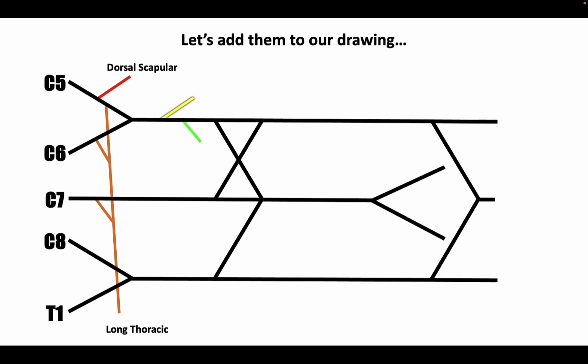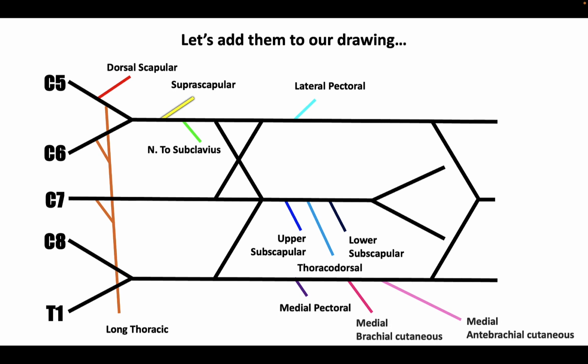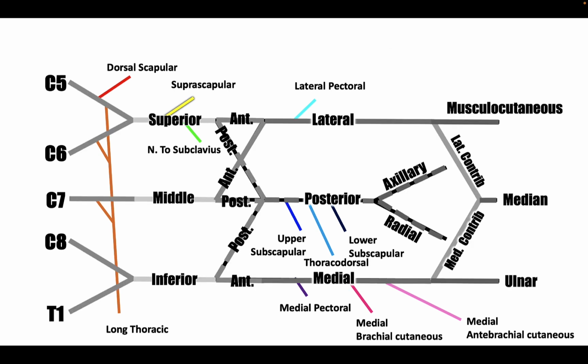Two branches from the superior trunk, suprascapular nerve and nerve to subclavius. One branch from the lateral cord, that is the lateral pectoral nerve. Three branches from the posterior cord, the upper and lower subscapular nerves, and the middle subscapular nerve, which was renamed thoracodorsal nerve, which we all know and love because it was one of our first nerves we ever learned. Finally, three branches from our medial cord, which include the medial pectoral nerve, medial brachial cutaneous, and medial antebrachial cutaneous nerves. And that is the whole brachial plexus.